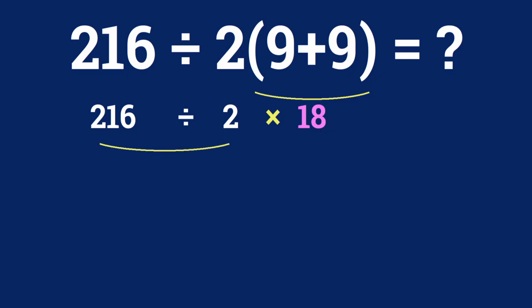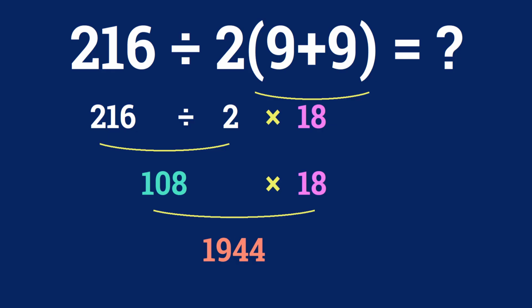216 divided by 2, which equals 108. 108 times 18, which equals 1944. And this is our final answer to this problem.